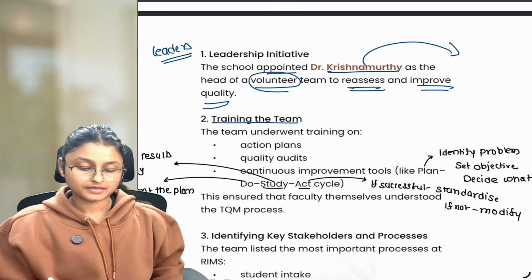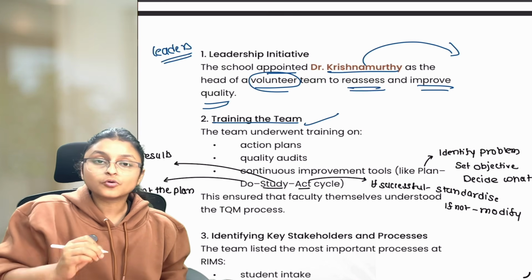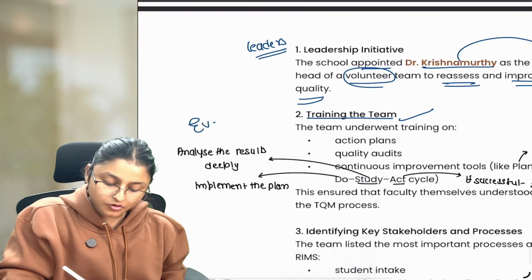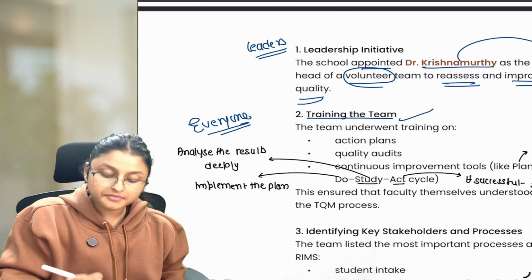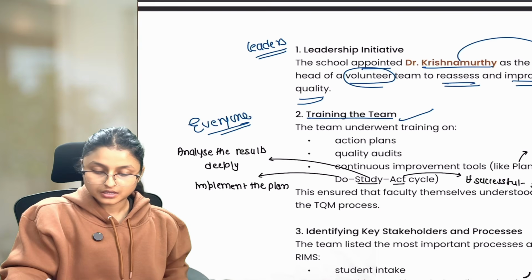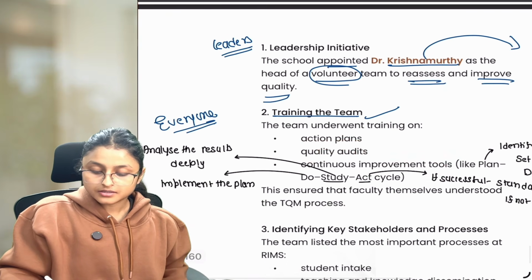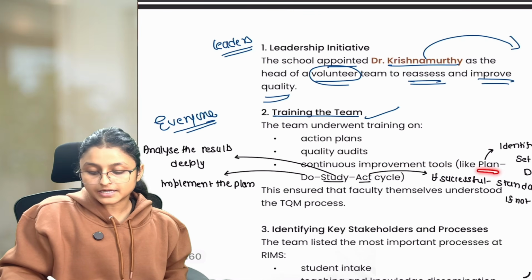Training the team. After finding the leader, they trained the whole team because everyone should be involved, and that is why everyone should be trained for applying quality everywhere possible. The team underwent training, action plans, quality audit, and a continuous improvement plan like plan, do, study, act.